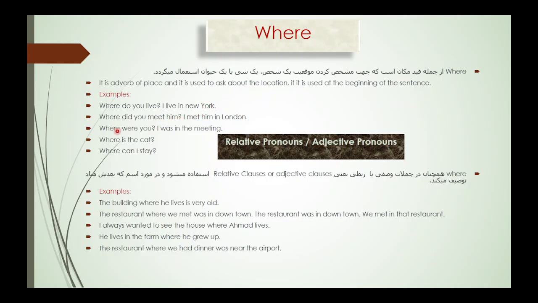And where were you? I was in the meeting, right? This is also the place, the area where he was. Okay, so where is the cat? Where can I stay? And we also use, as I told you before, where as relative pronouns or adjective pronouns.